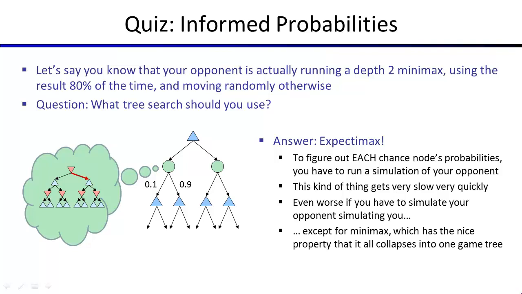Obviously, you don't want to get into simulating your opponent simulating you, but in Minimax, there's this nice effect: if I'm a Minimax agent and I think you're a Minimax agent that thinks I'm a Minimax agent that thinks you're a Minimax agent, right? You don't get this nested kind of mess. It all dovetails nicely into this single Minimax tree. So Minimax is this case where it all collapses into one tree, and it doesn't become super complicated. But in general, Expectimax is always the answer in principle. Sometimes it's not the most efficient thing.